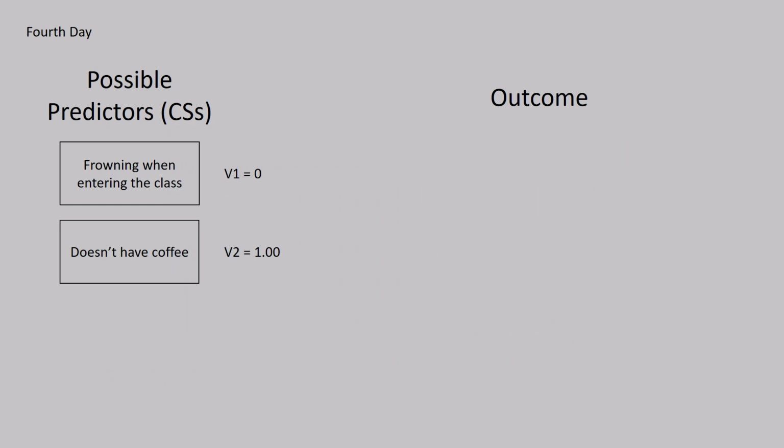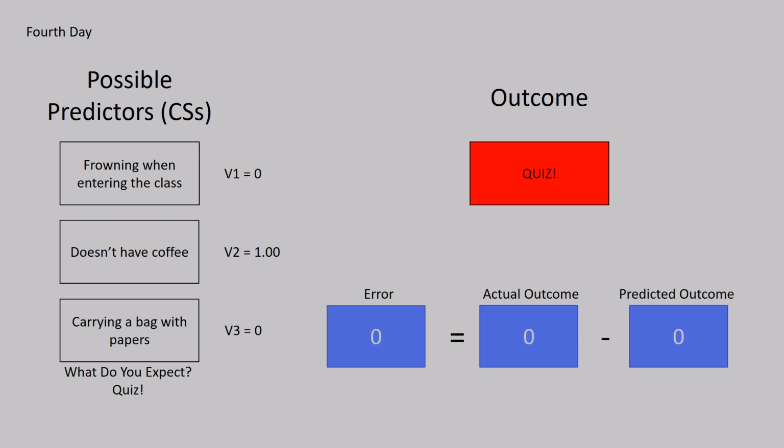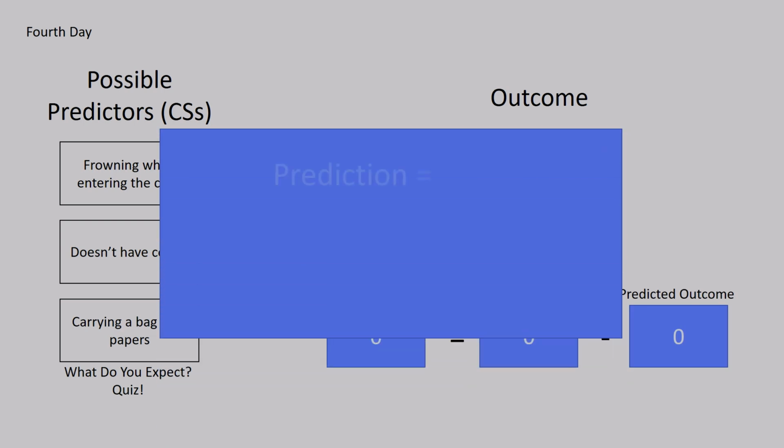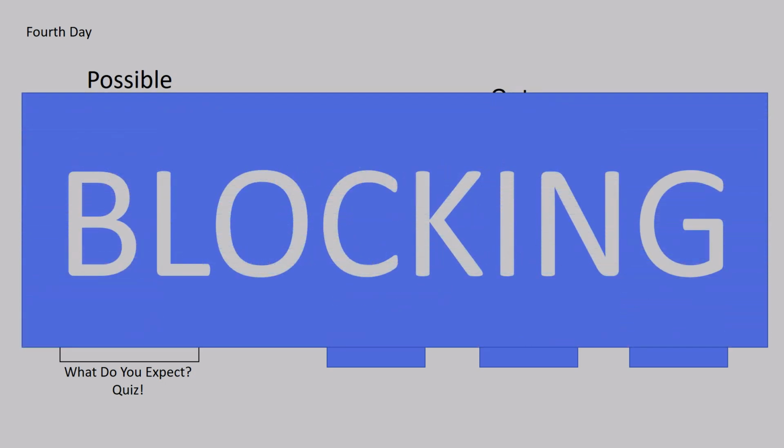Now let's fast forward to day 4. And on this day, all 3 possible predictors are here. What do we expect? We do expect a quiz because he doesn't have coffee, and yes, we're right, so there's no error in our model. We predicted a quiz, the outcome was there was a quiz, but what if the real reason we had a quiz was because he was carrying a stack of papers?